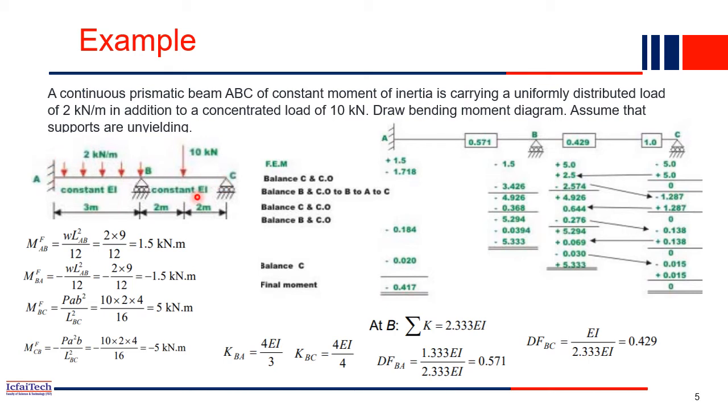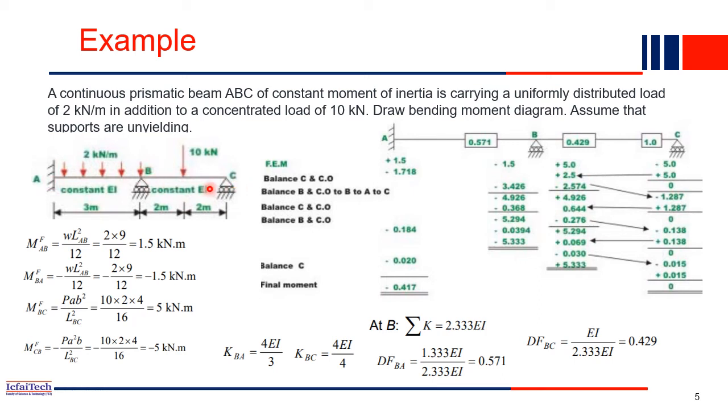So first let's verify whether the beam is determinate or indeterminate. Here at support A there is a fixed end support, which has three unknown reactions. B is a roller support, which means only a single unknown reaction, the vertical reaction, and at C also we have a single vertical reaction. So here 3, 1, 1.